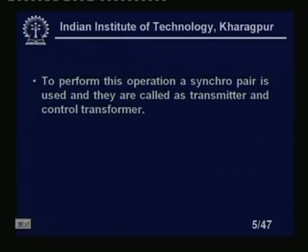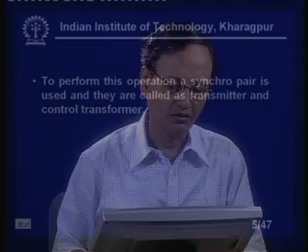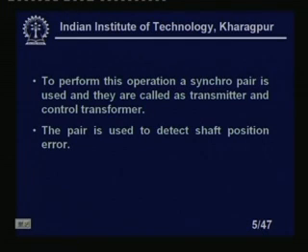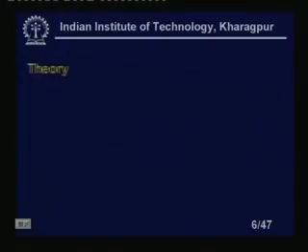To perform this operation, a synchro pair is used, and they are called a transmitter and a control transformer. The stator construction is almost the same, only the rotor constructions are different. We will look at that. The synchro pair, as I told you, sometimes we just call it a pair, is used to detect the shaft position error.